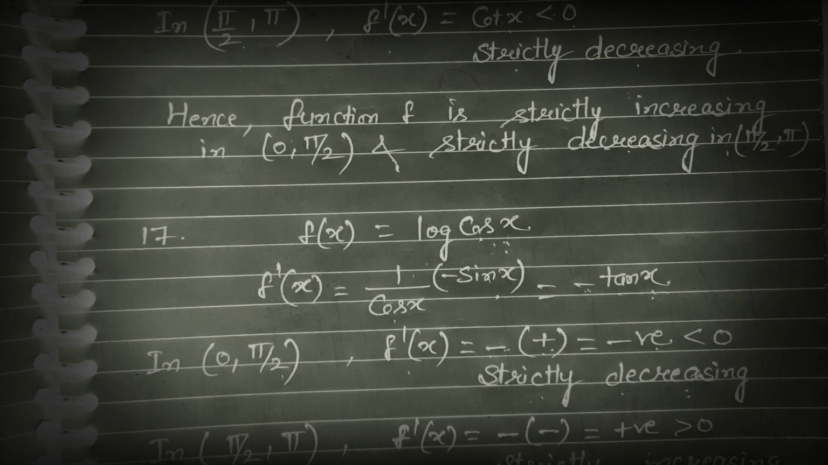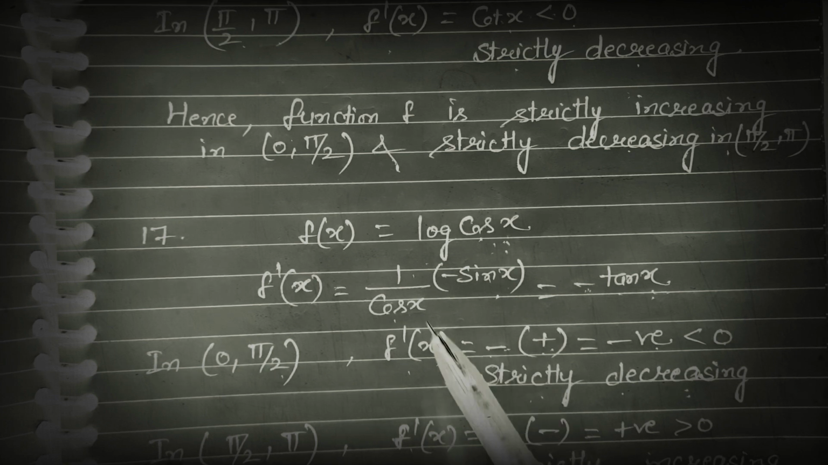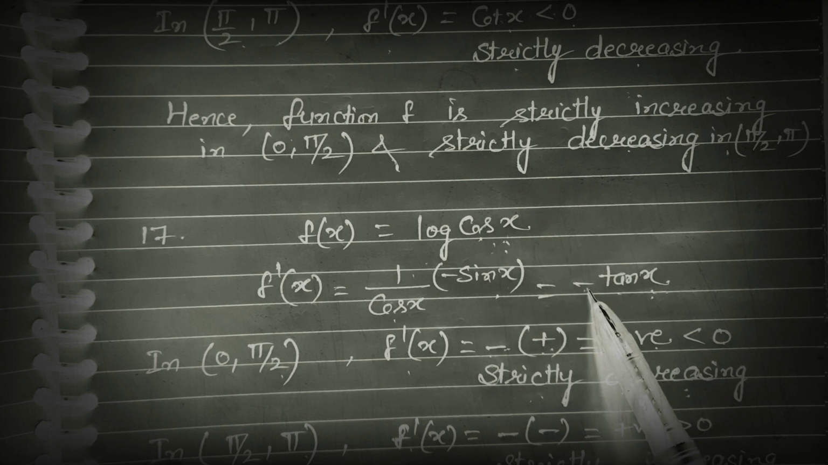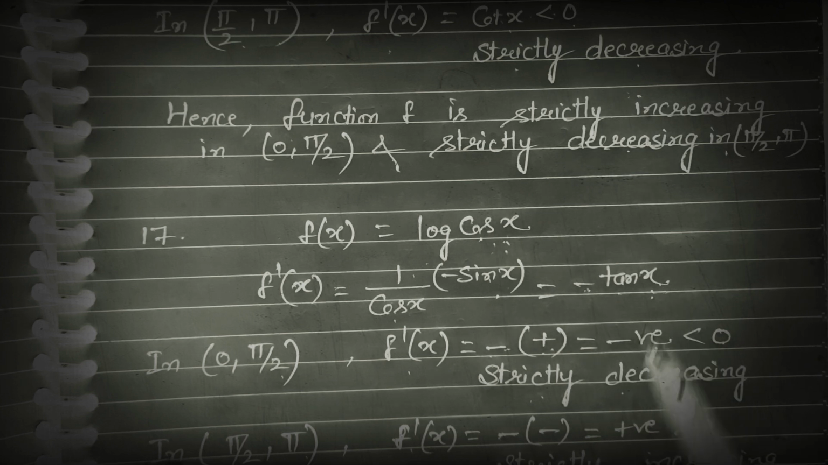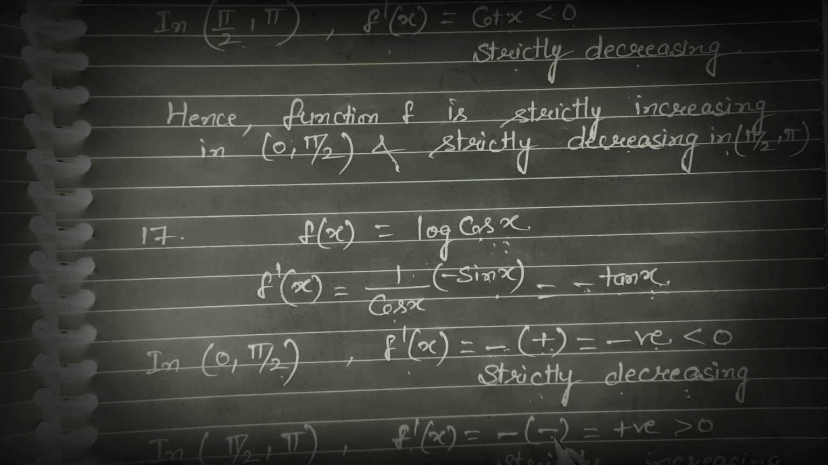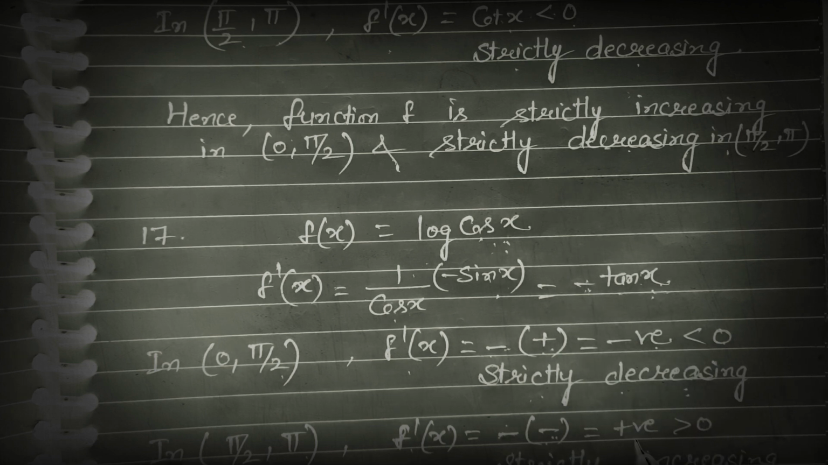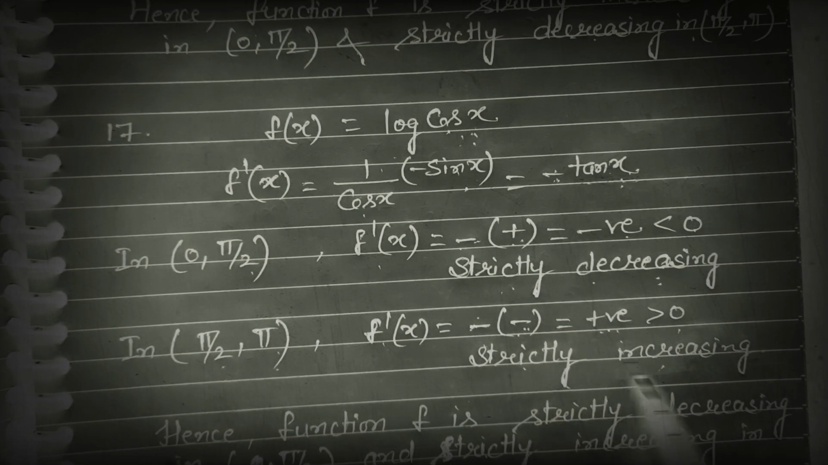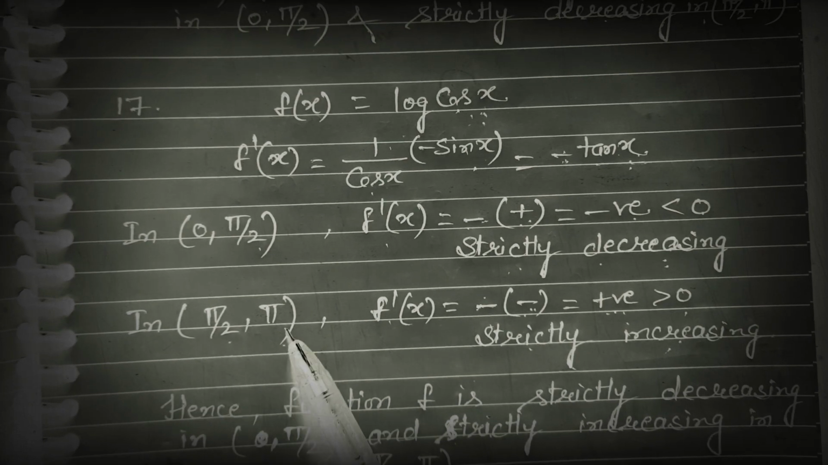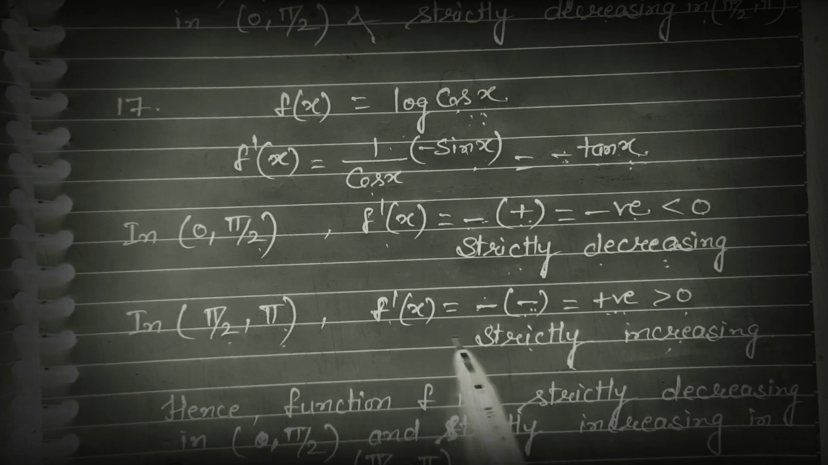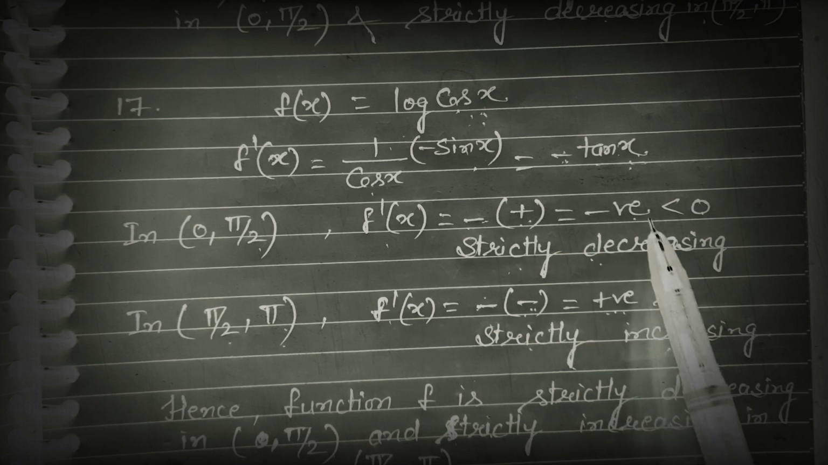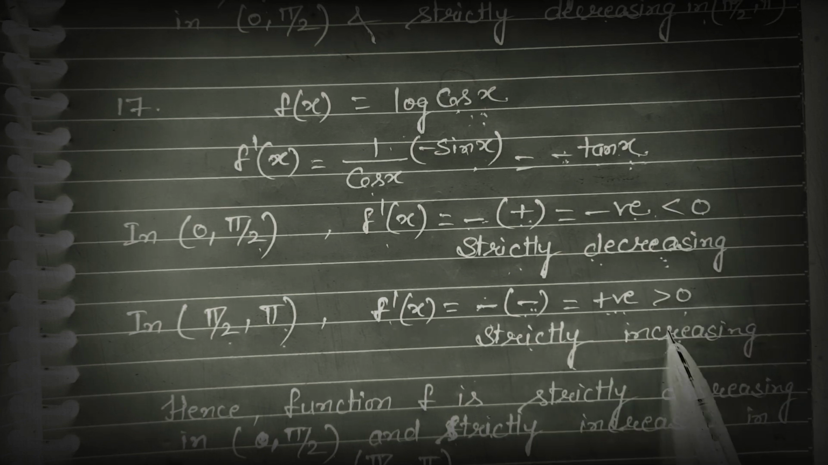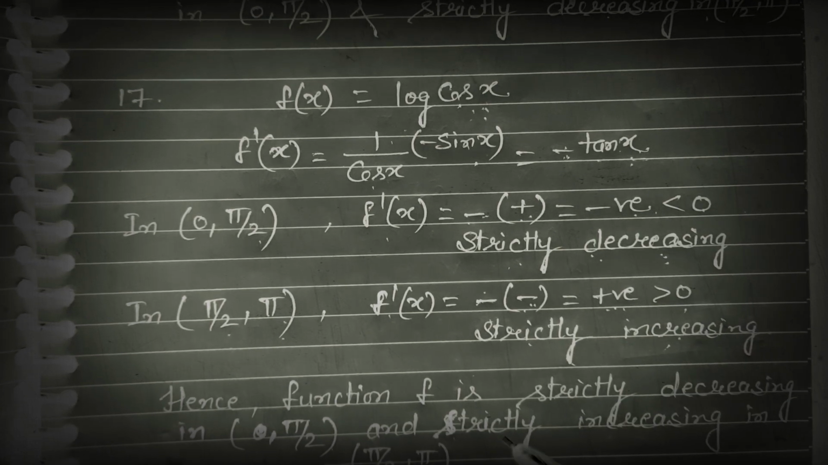In pi by 2 to pi, f dash x will be, look at this, in the second quadrant it is a minus sign outside, and tangent x is negative in the second quadrant, so minus into minus is plus, so it is positive, and positive means strictly increasing. So the function is strictly increasing in pi by 2 to pi. Hence function f is strictly decreasing in 0 to pi by 2, and in pi by 2 to pi it is strictly increasing.